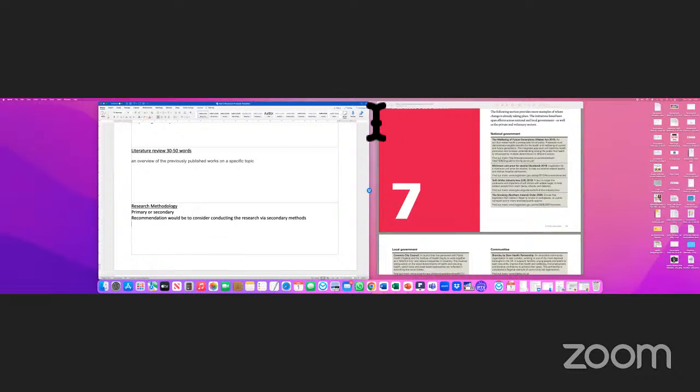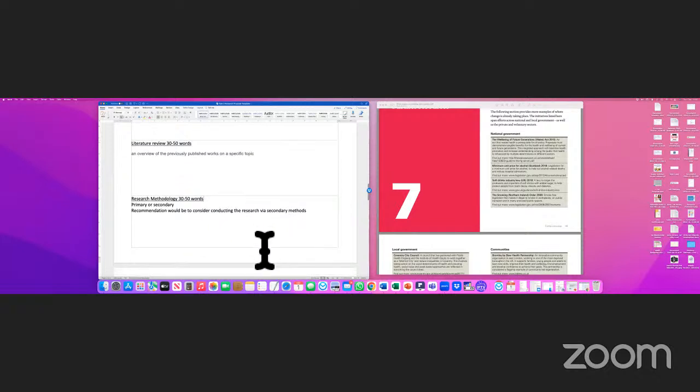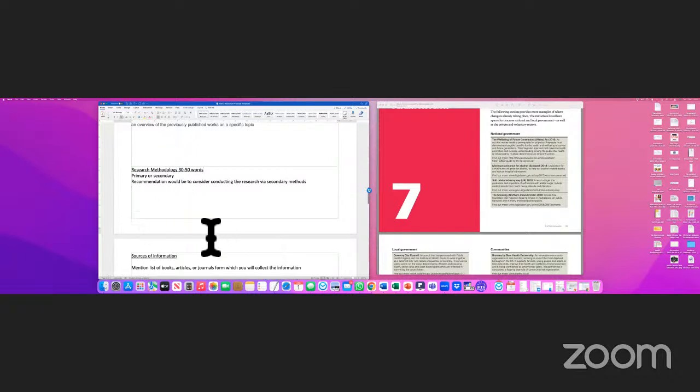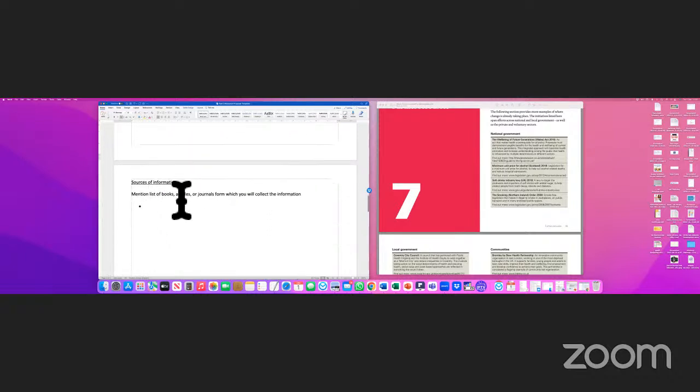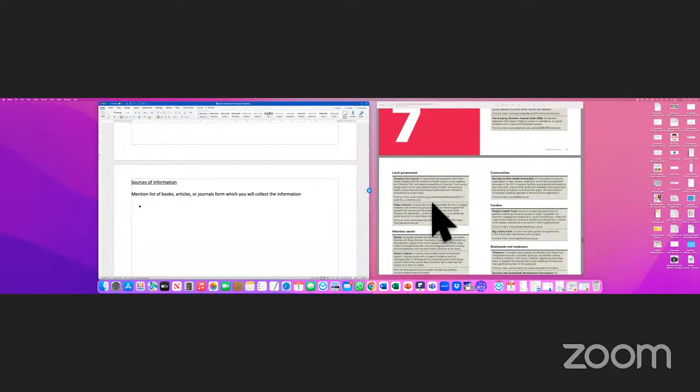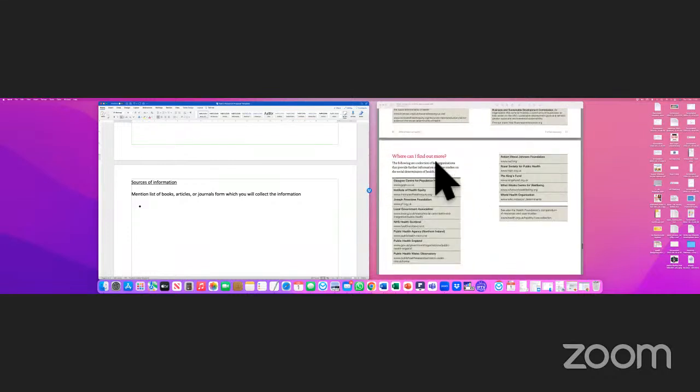So research methodology is something that you're going to write in about 30 to 50 words. So is it going to be qualitative research, quantitative research? And then what is the research strategy that you're going to use to be able to conduct this study? And that is what is going to come here. Now, sources of information is going to come from where can I find the information that I need for my topic.